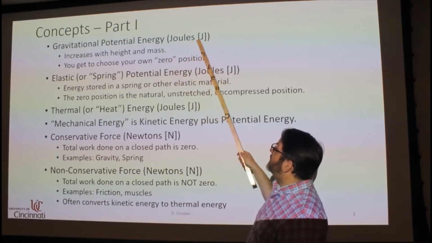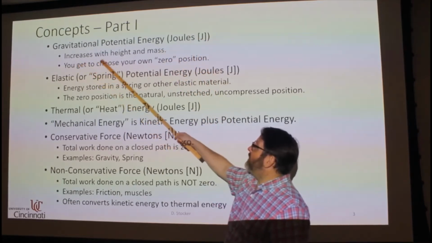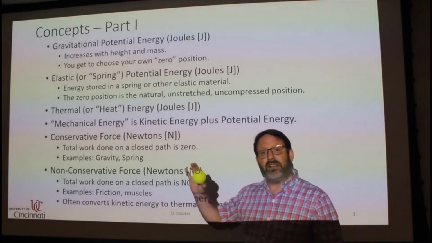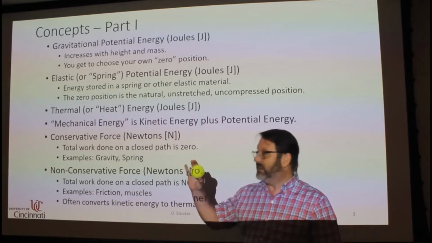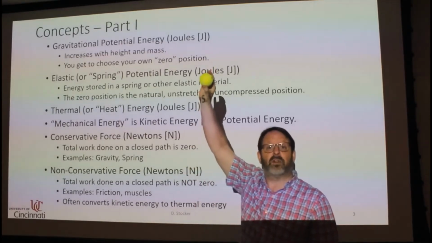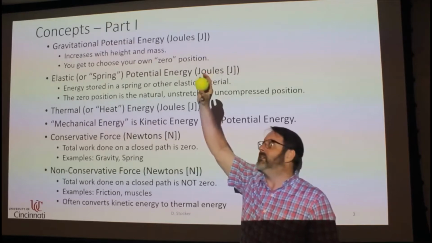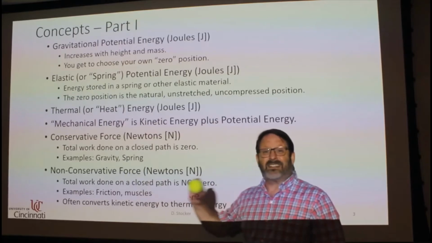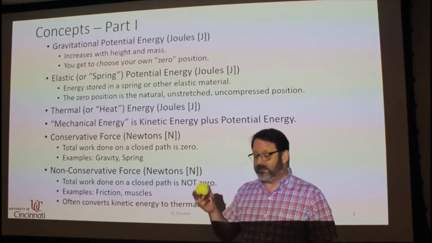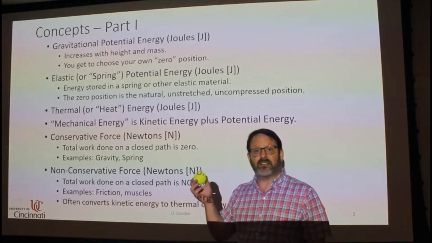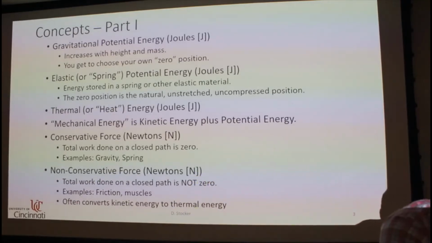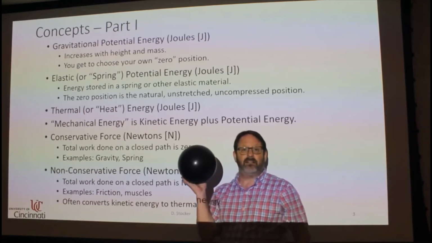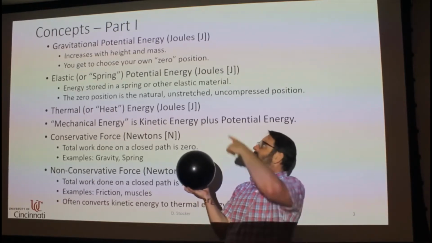So gravitational potential energy in joules, it increases with height and mass. So if I have a tennis ball and I want to increase its gravitational potential energy, I have to lift it up. Now it has more gravitational potential energy. When it comes down, it has less gravitational potential energy. Left and right doesn't matter. Another way to get more gravitational potential energy is not to use a tennis ball.